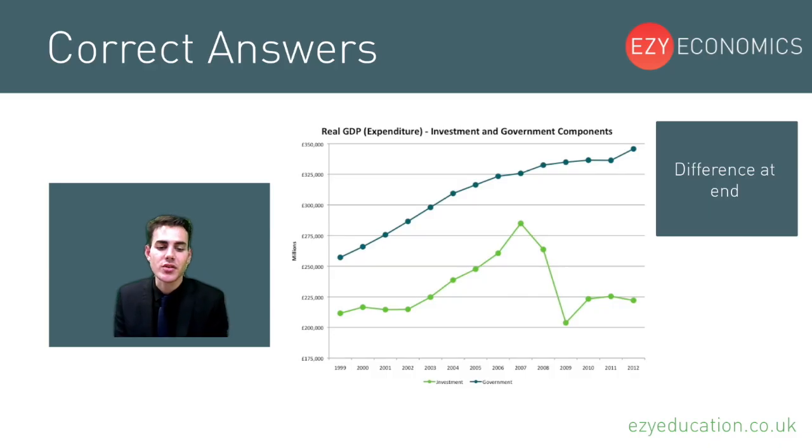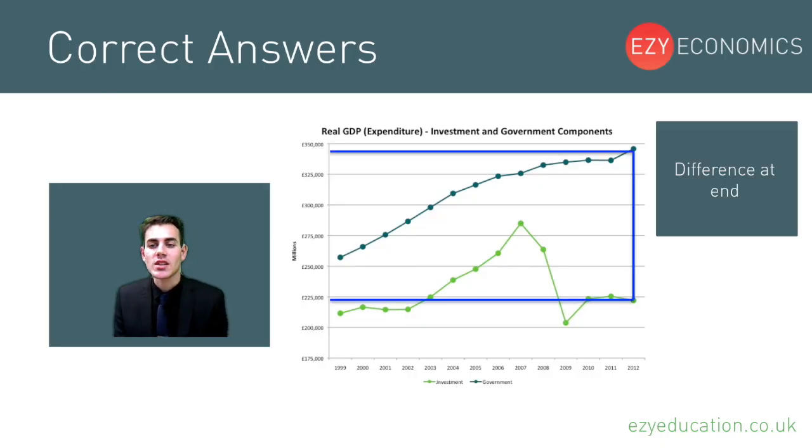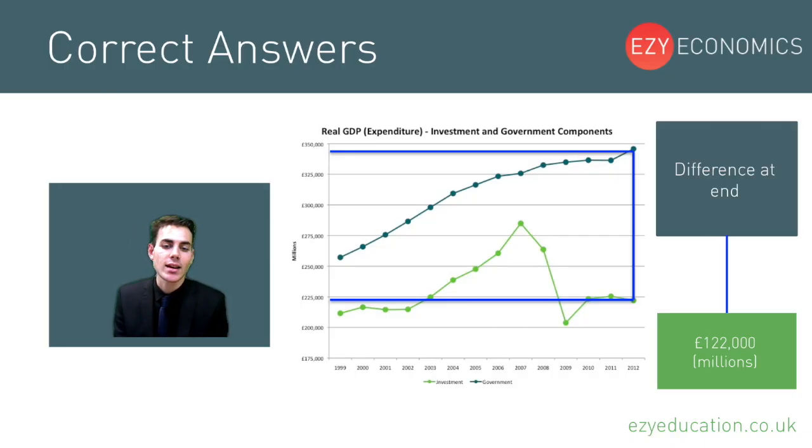Next statement is the difference at the end. So this is simply analysing the difference between the government component in the final year of 2012 and the investment component in the final year of 2012. So we're looking effectively at the difference between those two data points. So we needed to read off the values for government and investment at those two data points and then compare the difference. Well, if we take the difference between the two, we get £122,000 million because government expenditure is just below £350,000 million, whereas investment is around about £225,000 million.